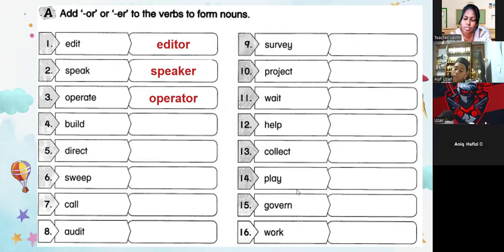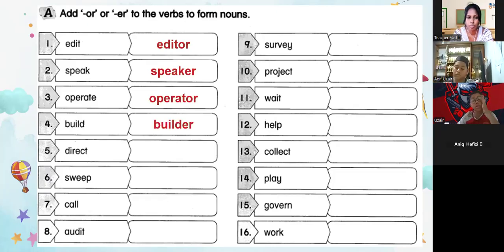All of you done? All right, so let's check your answers for number 4. What is your answer for number 4? ER or OR? ER. ER, very good. How about 5?